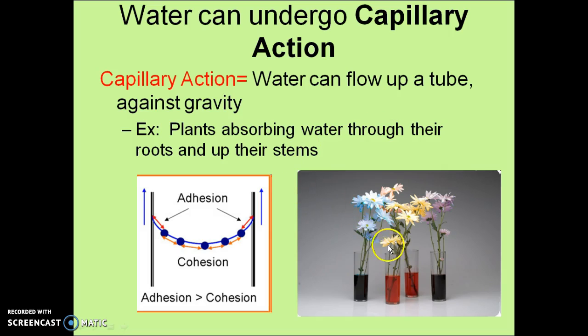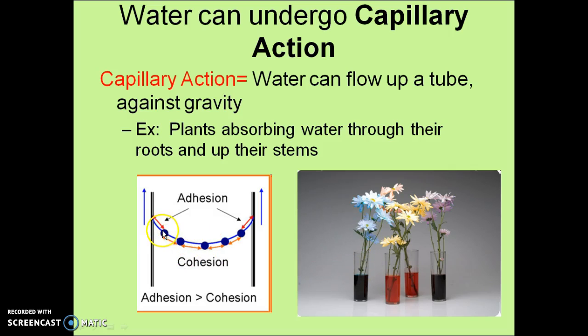So we see this with these flowers right here, which were originally white. We cut the stems and we put them into different colored dyes. Water is going to travel up the stems by capillary action, and it's going to cause the flowers to turn the color of the dye. Pretty cool. So what's actually happening inside the stem?